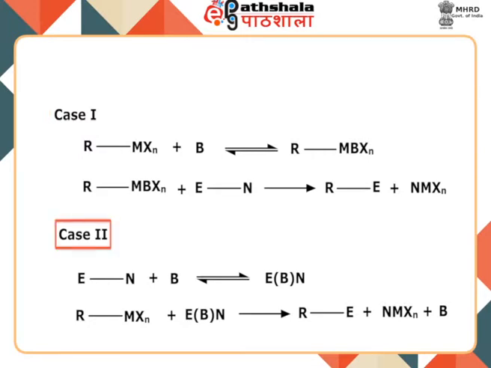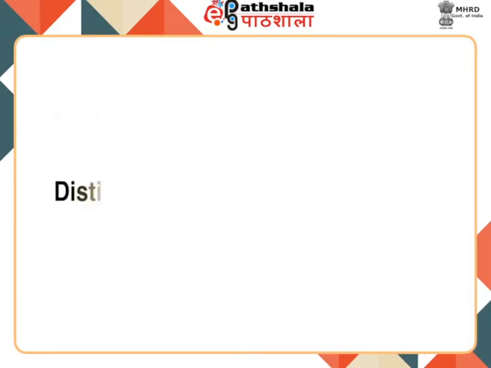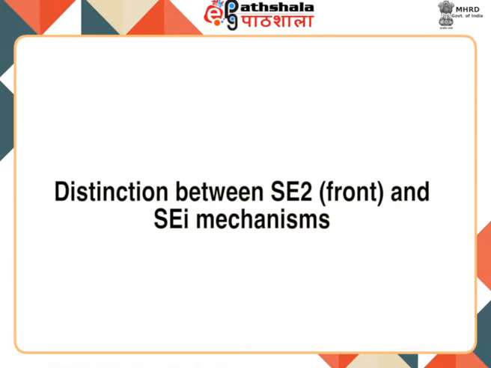In the second case, the En electrophile first reacts with the base to form an intermediate EBN complex. This reacts with RMXN to form the product RE. Experimentally, case 2 has been found to be operative for the SEi mechanism as it favors the cyclic transition state. The distinction between SE2 front and SEi mechanism we will study now.